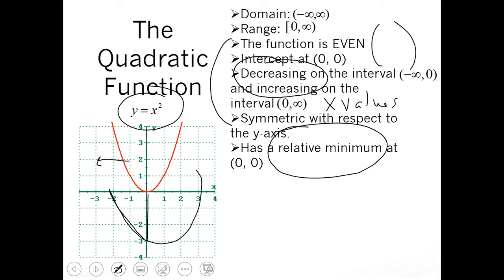What if I was to move this graph to the left? Well, now the domain would be the same, the range would be the same, but it would no longer be even, since you could no longer fold it across the y-axis. And then, of course, the decreasing and increasing would be different. So again, this information is for parent functions only, but of course that changes as the function changes.